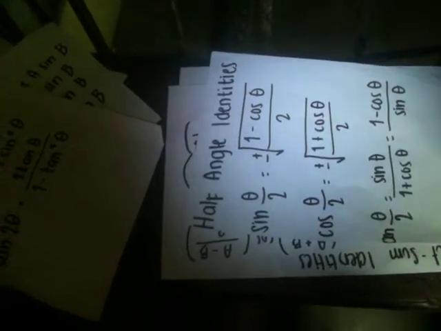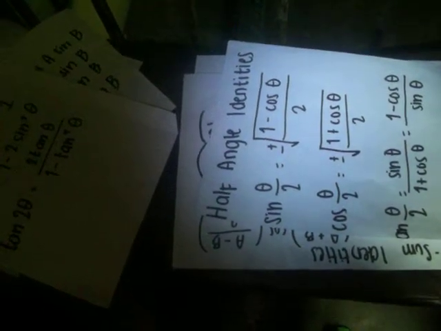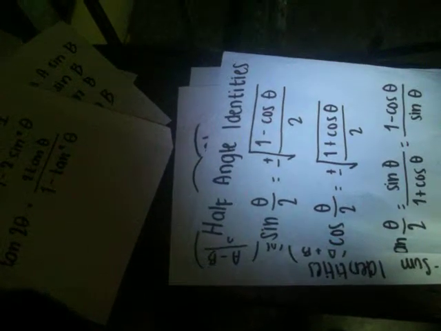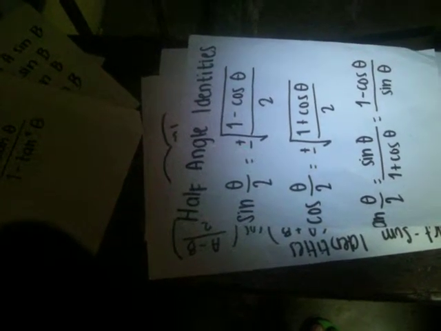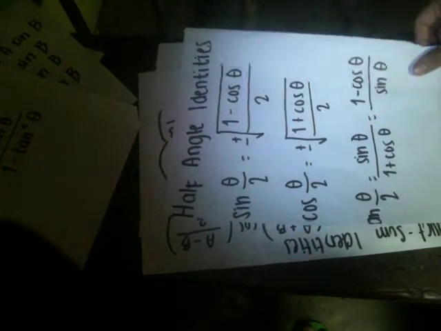Sine of theta over 2 is equal to positive or negative square root of (1 minus cosine theta) over 2. Next is cosine of theta over 2 is equivalent to positive or negative square root of (1 plus cosine theta) over 2. The last is tan of theta over 2 is equivalent to sine theta over (1 plus cosine theta), which equals (1 minus cosine theta) over sine theta.